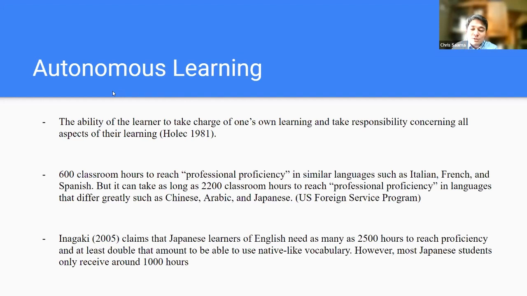I was interested in this topic because I'm also interested in autonomous learning. Autonomous learning is the ability for the learner to take charge of their own learning, take responsibility concerning all aspects of their learning. This is from Holec in 1981. Basically, the learner has to not only learn in the classroom, but also be in charge of their own learning, and not just listen to what the teacher says, but also decide and take responsibility over their own learning.